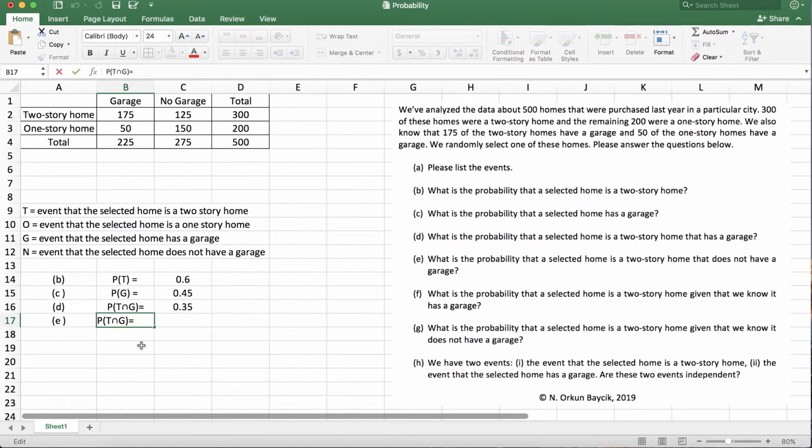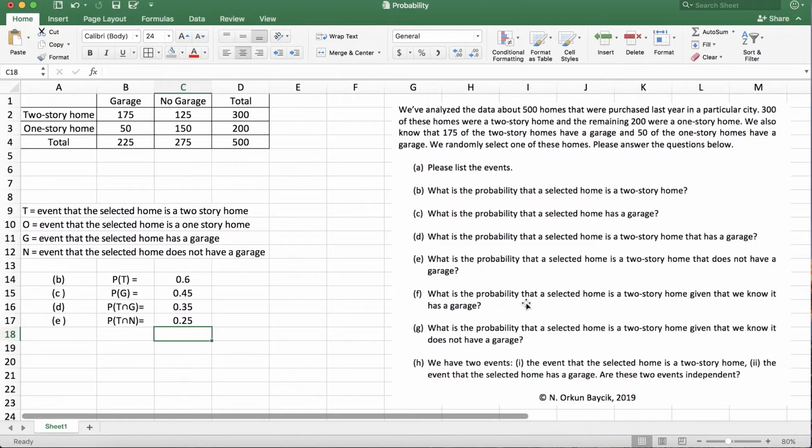So this G can be replaced by N, which is the event that the selected home does not have a garage, okay? So how many two-story homes do I have that don't have a garage? The answer is 125, which is from cell C2. And how many total number of homes do I have? 500. So the answer is 0.25, okay?